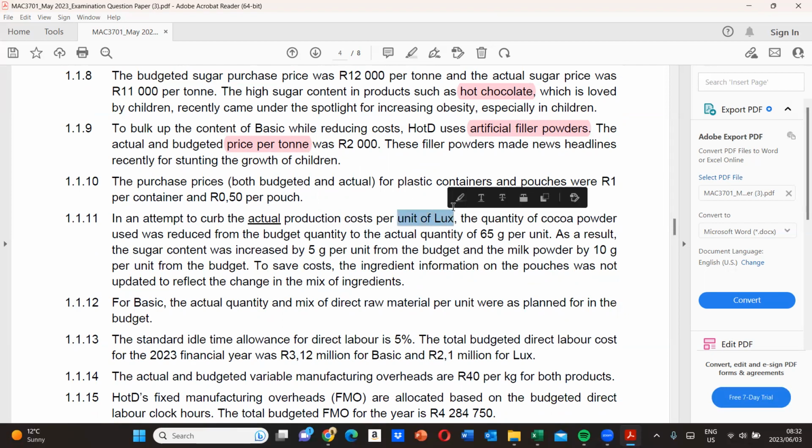of basic, all right, the quantity of cocoa powder used was reduced from the budgeted quantity to the actual quantity of 65 grams per unit. All right.